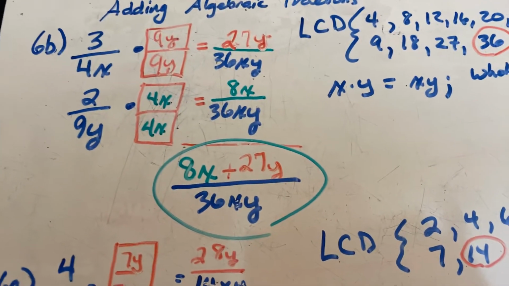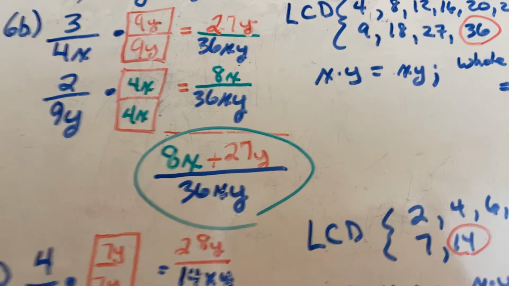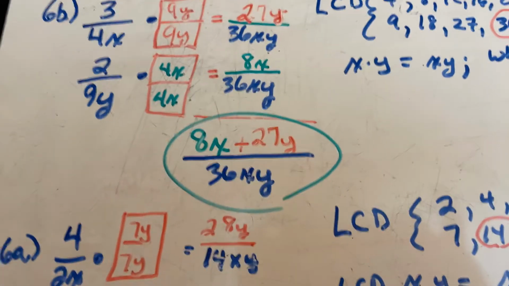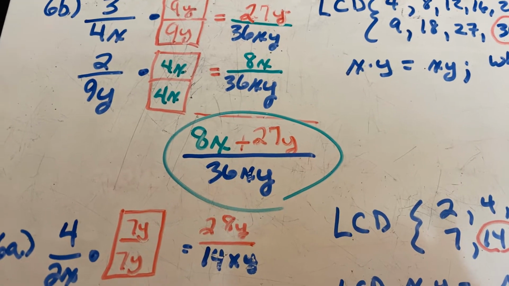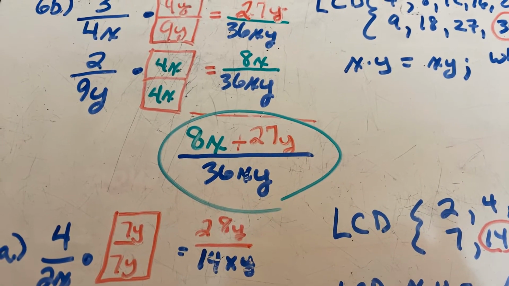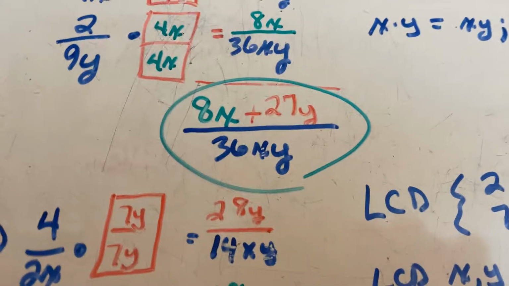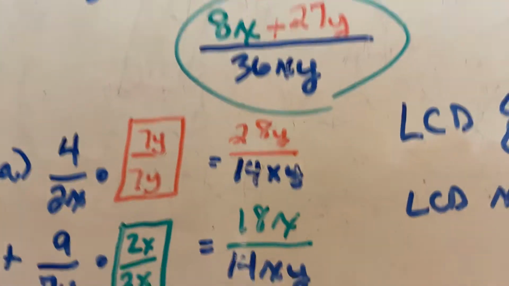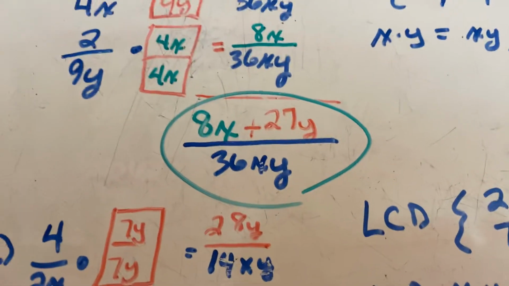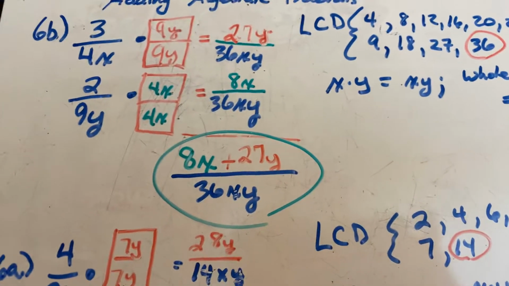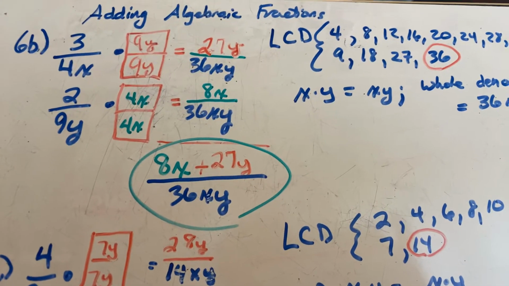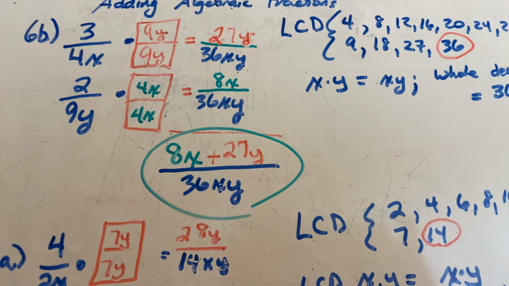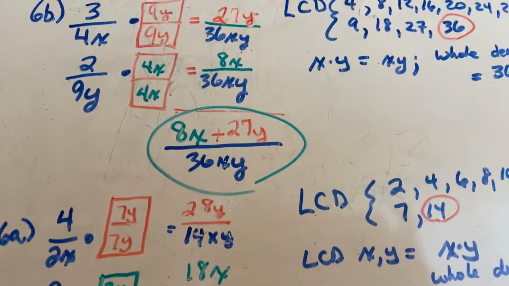Okay, so let's multiply straight across. 3 times 9y is 27y. 4x times 9y is 36xy. 2 times 4x is 8x, and 9y times 4x is 36xy, giving me a grand total of 8x plus 27y over 36xy. Please note that we put the x term in the front and the y term in the back because common math notation is we use alphabetical order. So again, A, B, C, D, x comes before y.